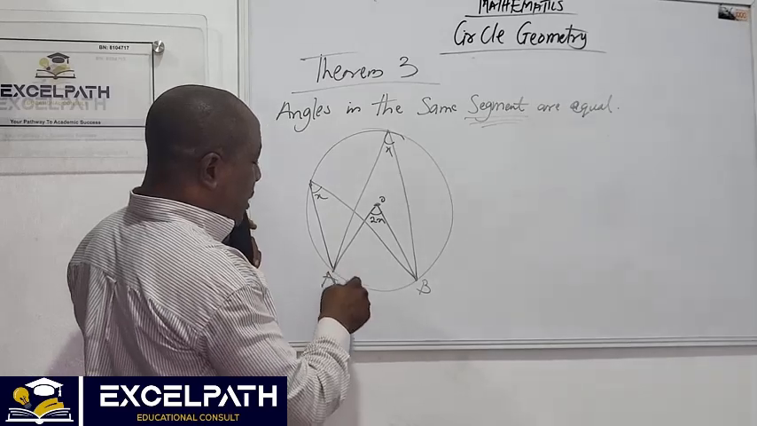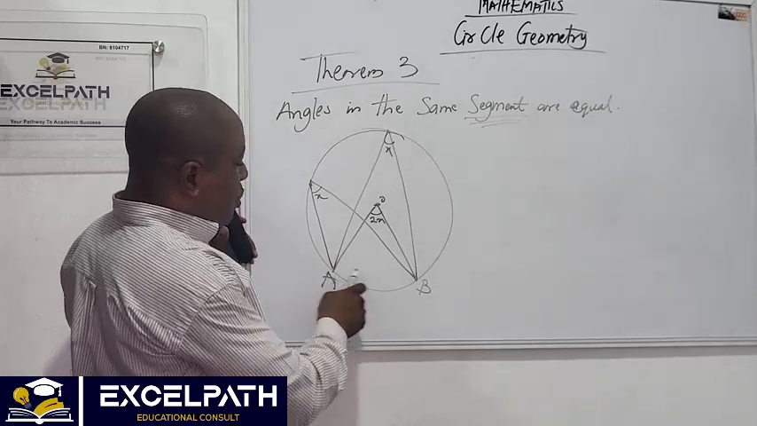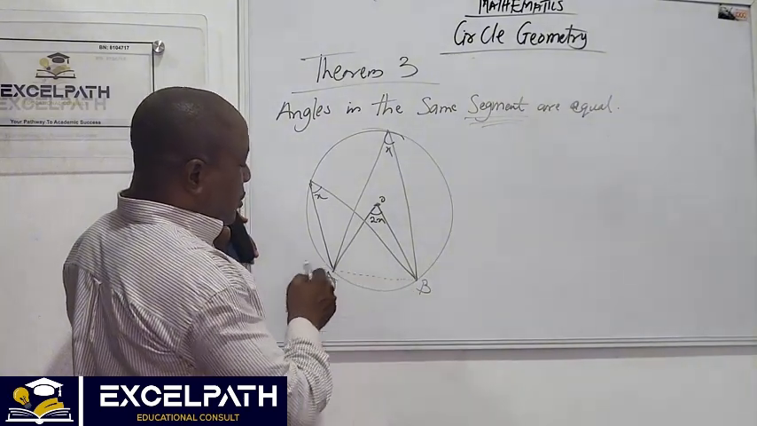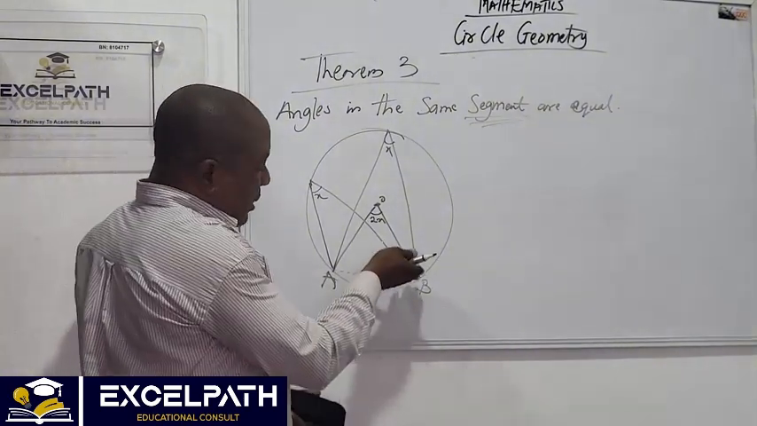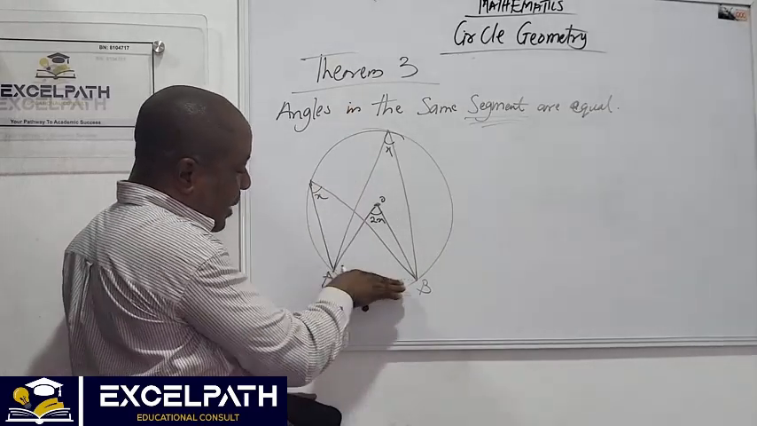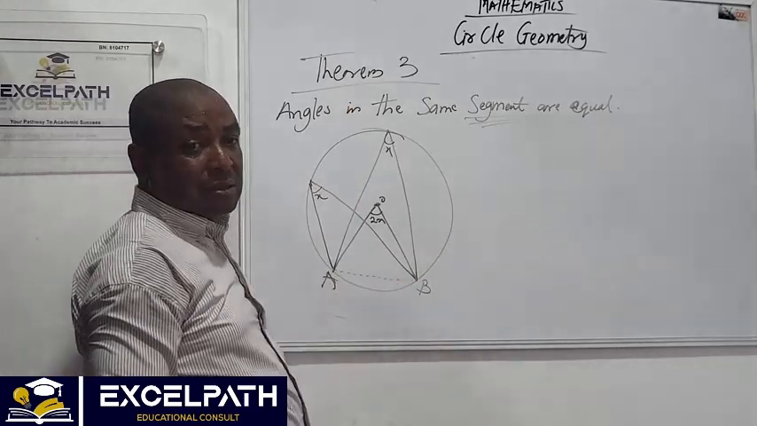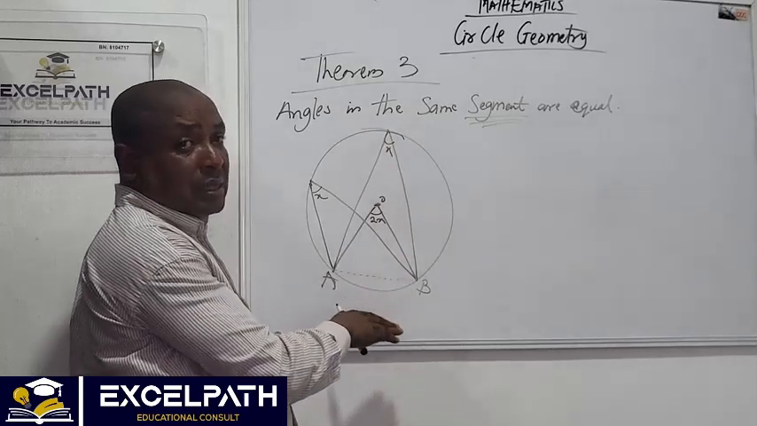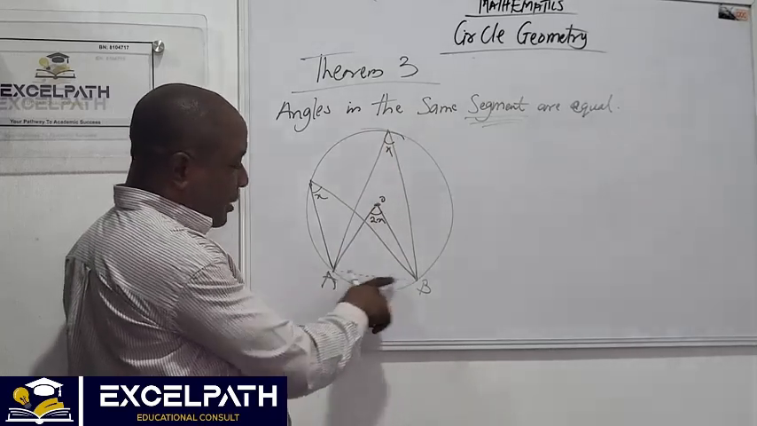Now, like I told you earlier on, you can see that there is no chord there. Let me introduce an imaginary chord. You can see that imaginary chord. Look at one segment, and this small part is another segment. Look at one segment, and this part is another segment. Is that clear? So you can see the imaginary chord.